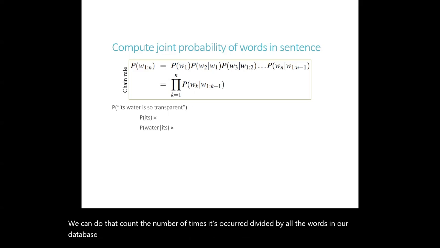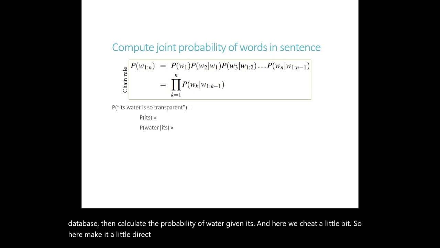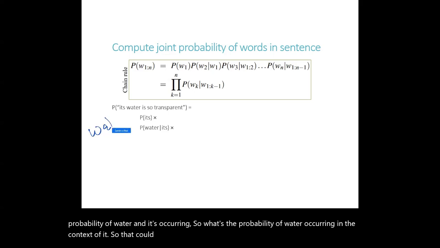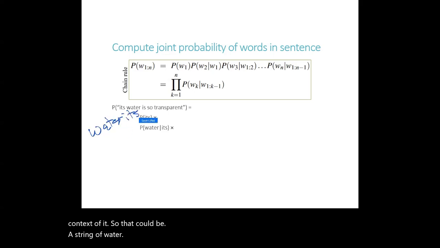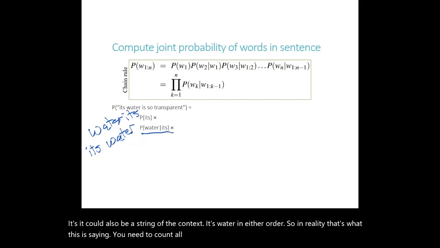Then calculate the probability of water given its. And here we cheat a little bit. So here I'm making a little direct connection to language technology. In reality, this says, what's the probability of water and its occurring? So what's the probability of water occurring in the context of it? So that could be a string of water, its. It could also be a string of the context, its water, in either order. So in reality, that's what this is saying. You need to count all those occurrences. So the reality of the formula is telling this.